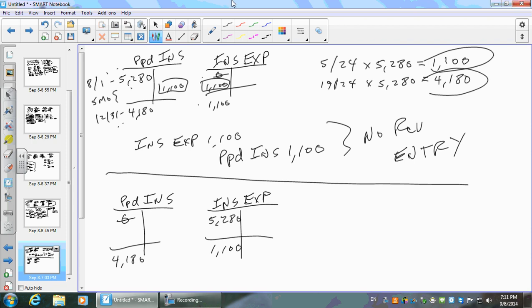Can anybody come up with the adjusting journal entry this time? This is the adjusting journal entry, right? Can you come up with an adjusting journal entry here? You got it. Debit prepaid insurance 4180 and credit insurance expense 4180. And we have our balance sheet and our income statement exactly where we want it to be. Everybody good? Excellent.